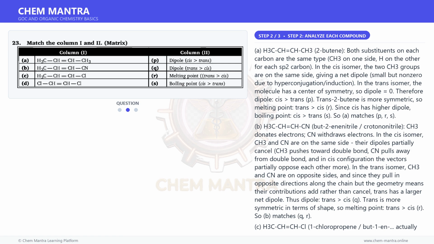Thus dipole: trans > cis, Q. Trans is more symmetric in terms of shape, so melting point: trans > cis, R. So B matches Q, R.